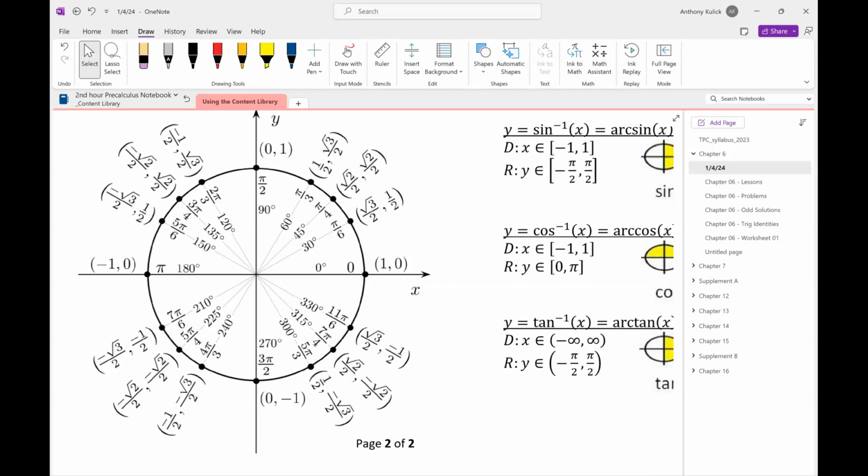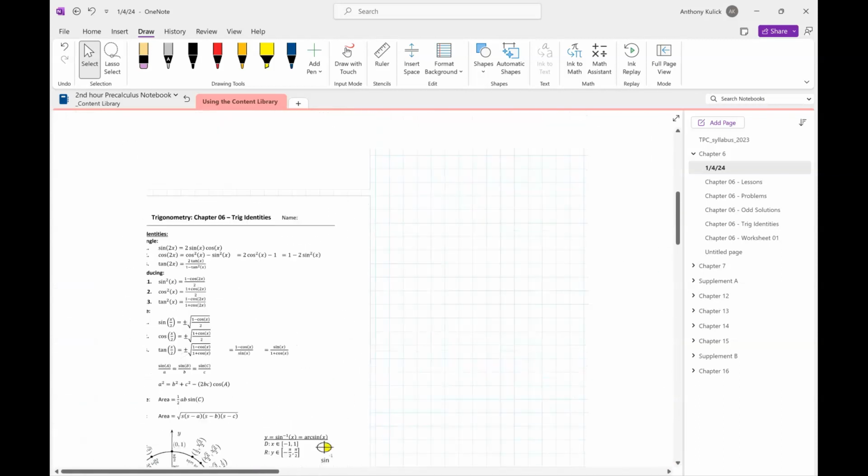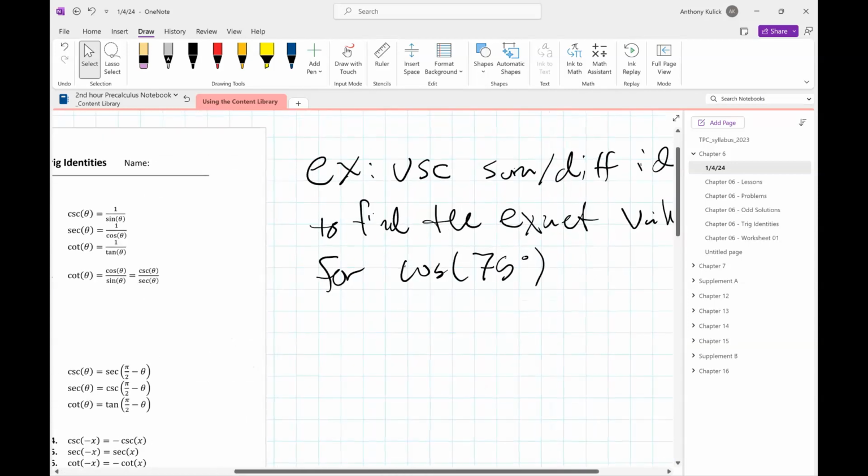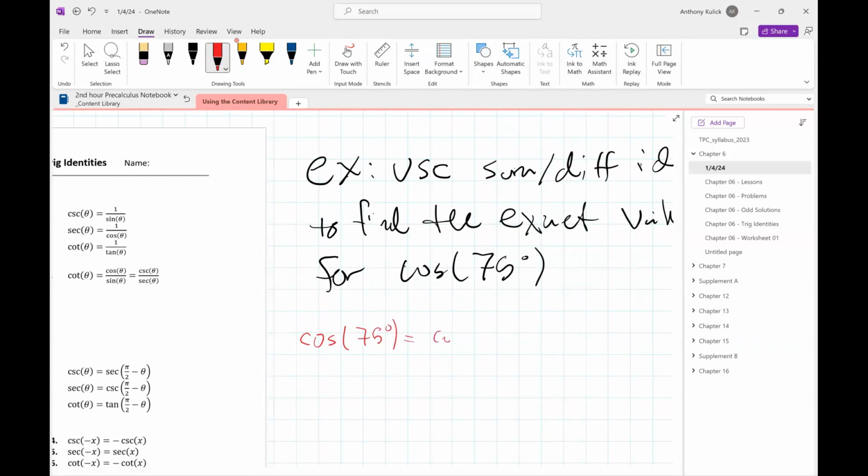Probably 30 plus 45, right? Everybody's okay with that? So that's what we're going to use. Is it going to matter if I did 30 plus 45 versus 45 plus 30? No, it'll end up being the same thing. It will not matter. So far, so good.